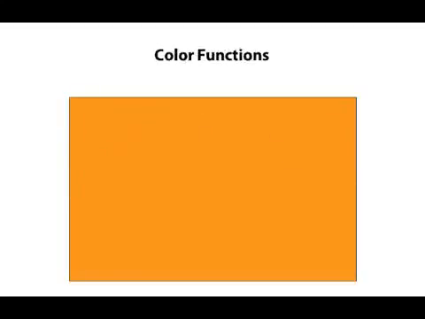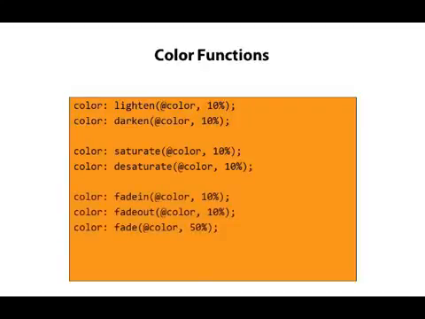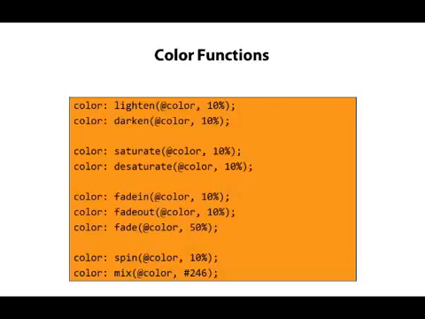There are also a number of different kinds of functions that are supported in less, and some of the more useful ones are the color functions. So here you can use a lighten or darken function to take some value, in this case @color, and lighten it by 10%, darken it by 10%, change the saturation levels, fade in, fade out, or just fade a color, which is going to change the transparency, or spin it across a color wheel. In this case, it's going to take a color and move it 10 degrees across a color wheel, or mix two colors together.